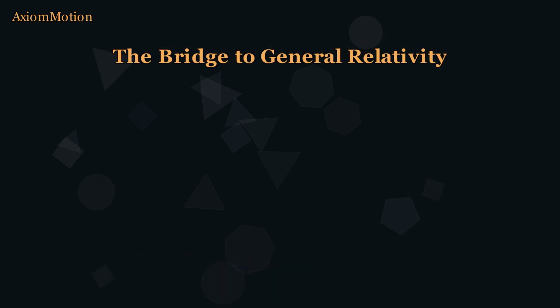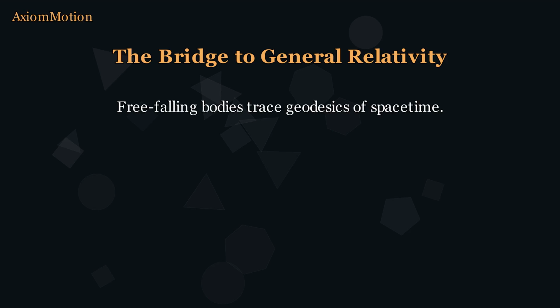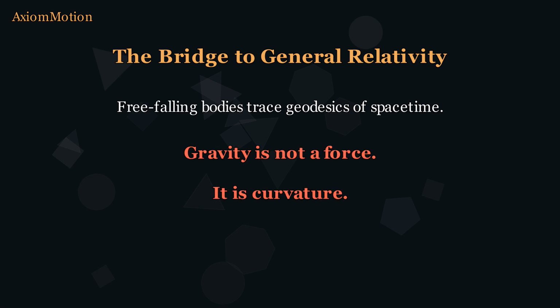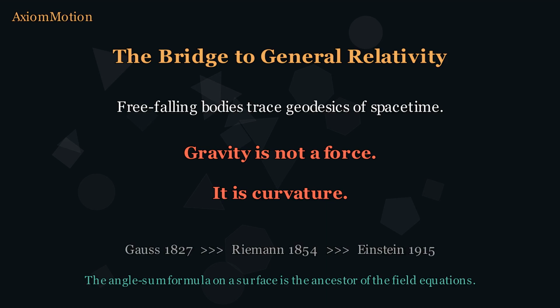Everything in this video has a four-dimensional sequel. In general relativity, objects in free fall, planets, photons, you, do not follow straight lines in space. They follow geodesics in spacetime. Gravity is not a force pulling you downward. It is the curvature of spacetime telling you how to move. The angle sum formula on a curved surface, alpha plus beta plus gamma equals pi plus the curvature integral, is the conceptual ancestor of Einstein's field equations.